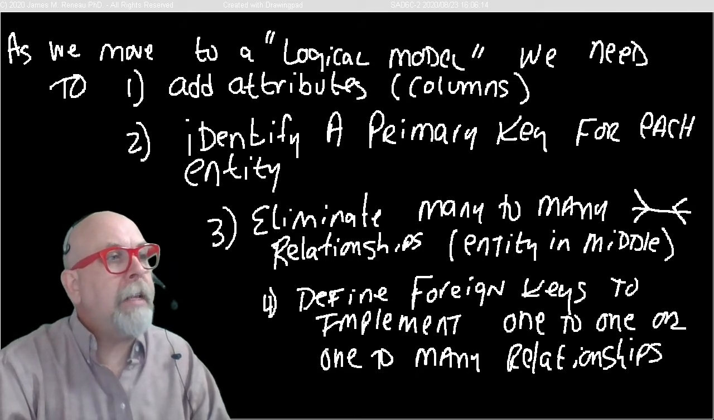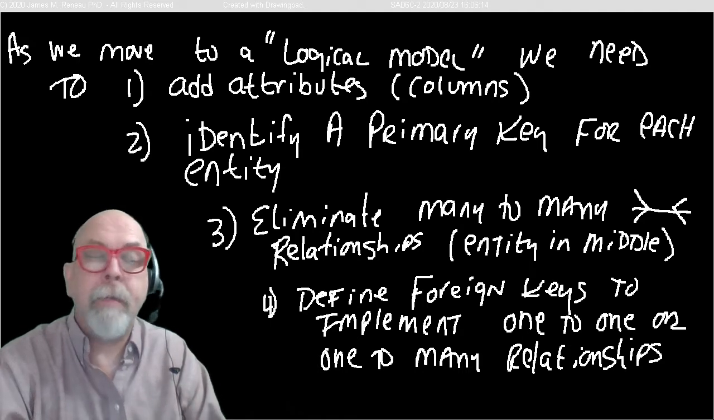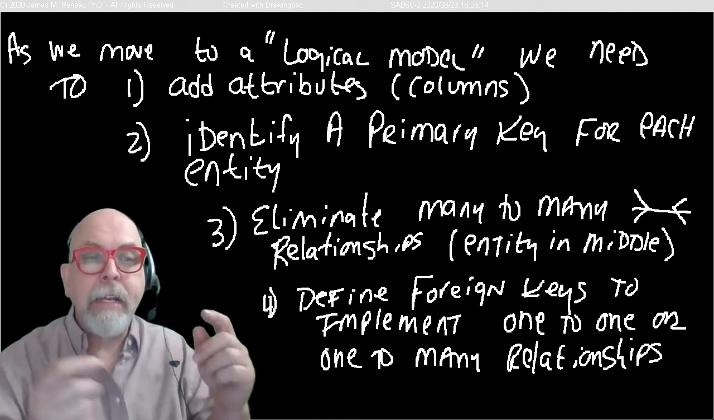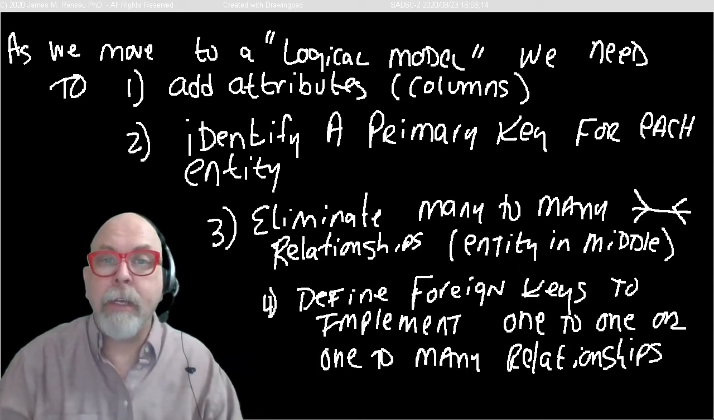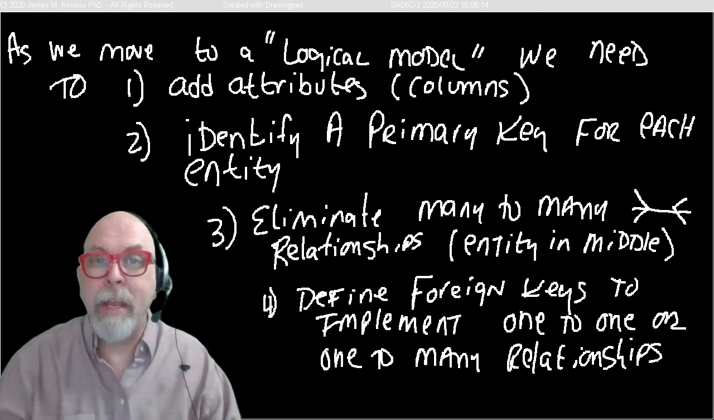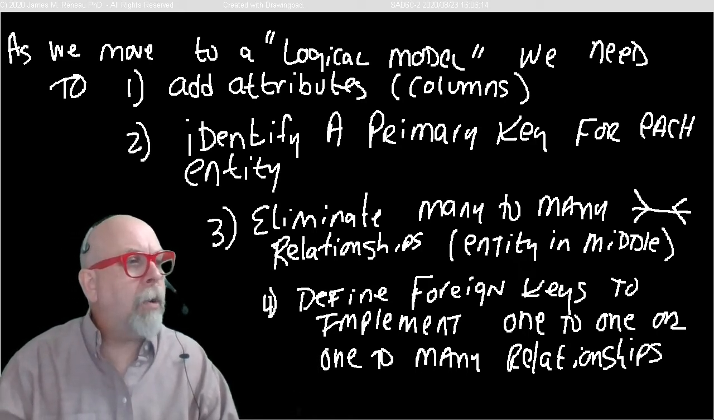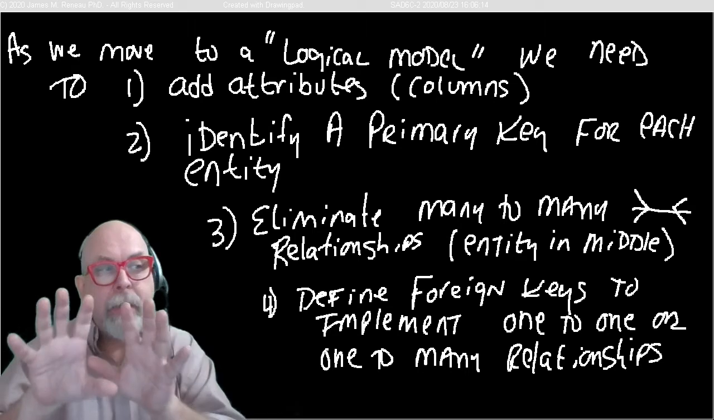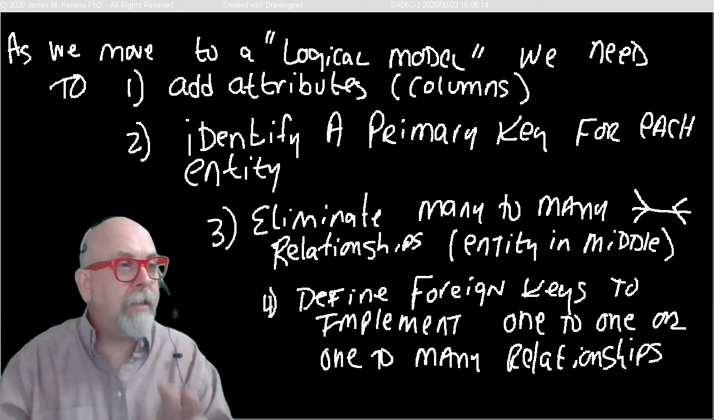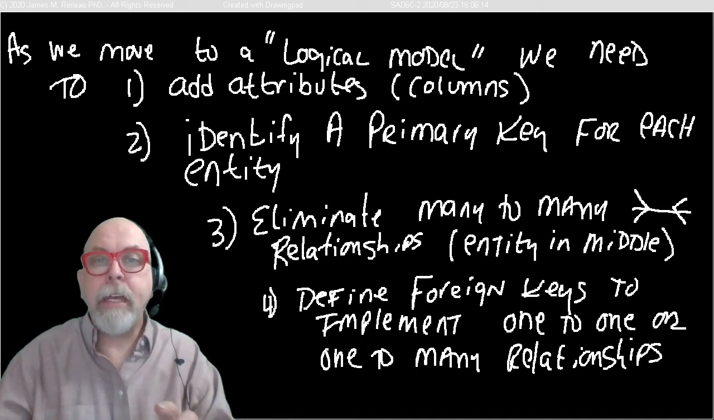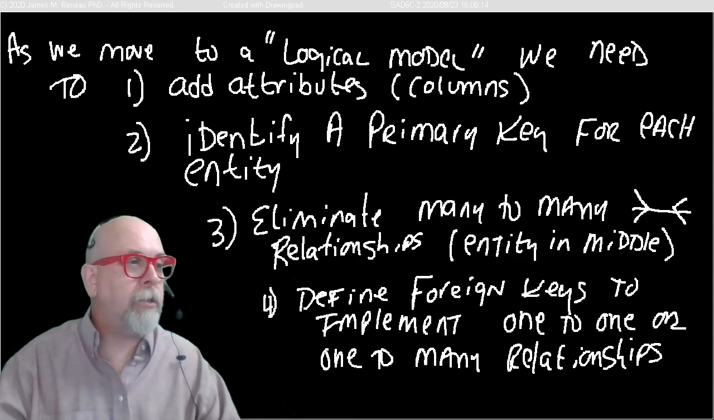The third thing we need to do as we move from subject area model to logical data model is to eliminate the many-to-many relationships, because we're not able to actually create a database with many-to-many relationships using the relational model. And then what we need to do after we put these new tables in the middle is that we need to define foreign keys, and a foreign key is used to implement the one-to-many or one-to-one relationship.